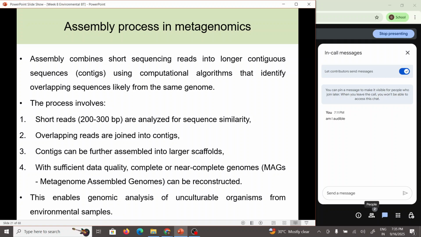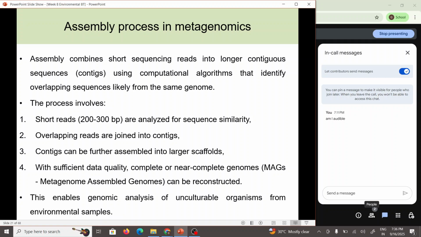So we have trained the algorithm such that it could identify overlapping sequences from the same genome and give us longer contiguous sequences called contigs. In this process, first the 200 to 300 base pair short reads are analyzed for sequence similarity, and then the overlapping reads are joined into contigs, and then the contigs can be further assembled into larger scaffolds, and with sufficient data quality, complete or near complete genomes can be reconstructed.